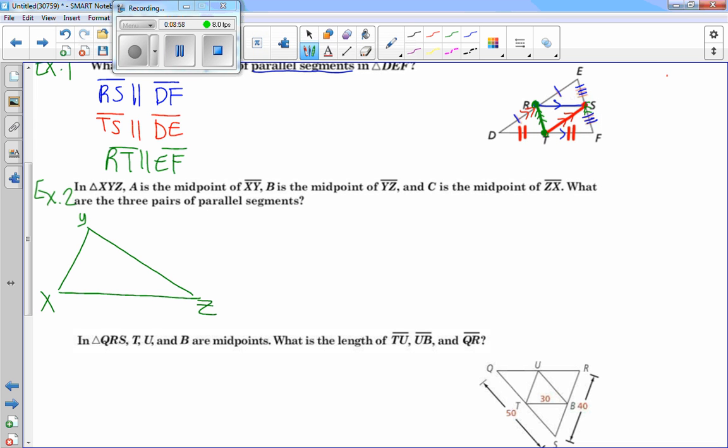A is the midpoint of what? X, Y. So make sure you label it exactly how they say. A, find the middle there. Eyeball where the middle is and put A. B is the midpoint of which side? Y and Z. So eyeball where the middle is and label it B.